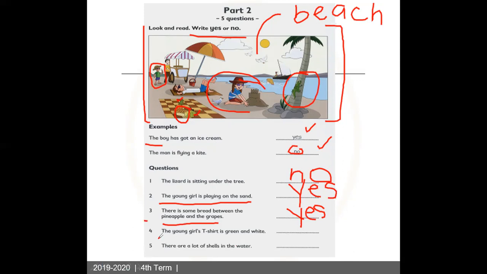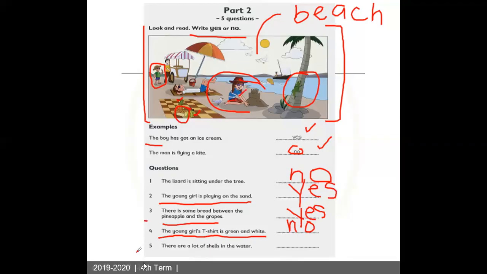It says, the young girl's t-shirt is green and white. I can't see it. Okay. What is she wearing? She's wearing blue, right? So all you need to do is to write, okay, let me remove it. Okay, you have to write the word. Okay, no, because she isn't wearing green and white. She's wearing blue and white, right?